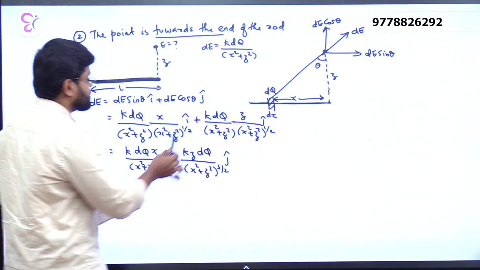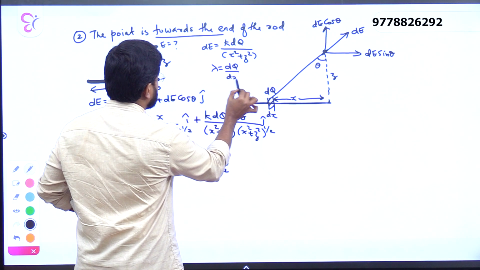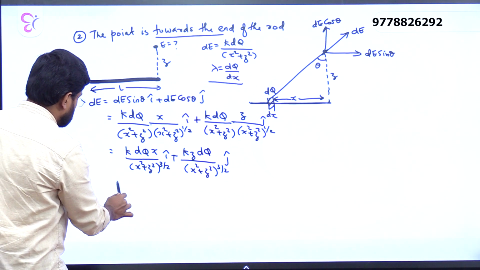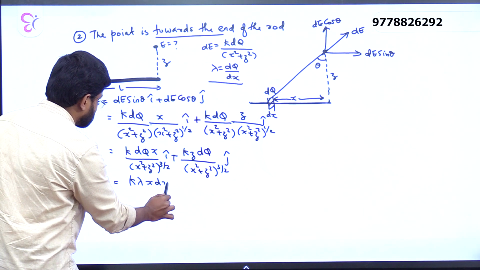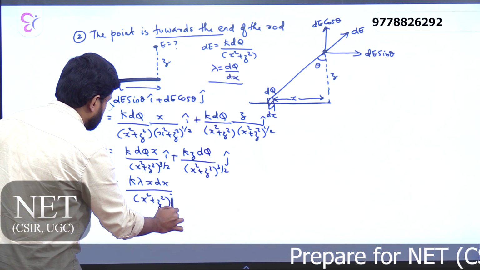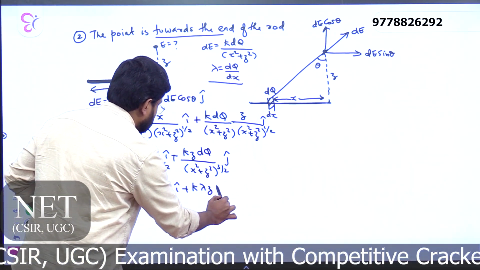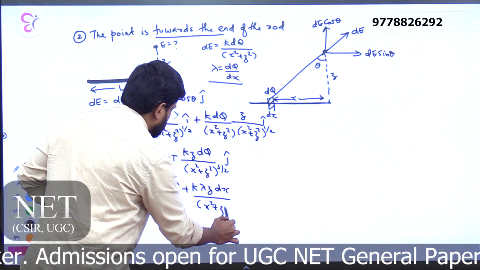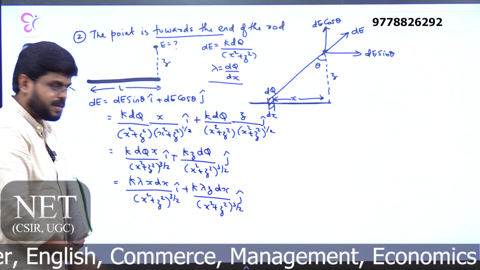As we did in the previous case, lambda is equal to dq by dx and dq is equal to lambda dx. Substitute it here. So this is equal to k lambda into x dx divided by x square plus z square whole power 3 by 2 i cap, plus k lambda into z dx divided by x square plus z square whole power 3 by 2 in j cap direction. I hope it is clear.